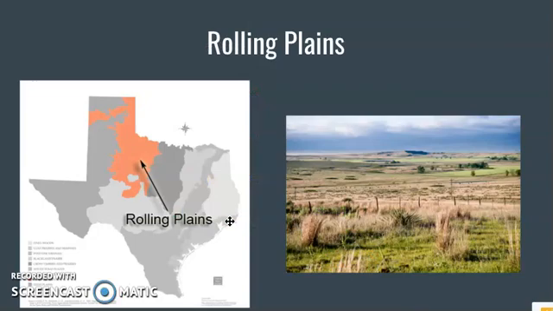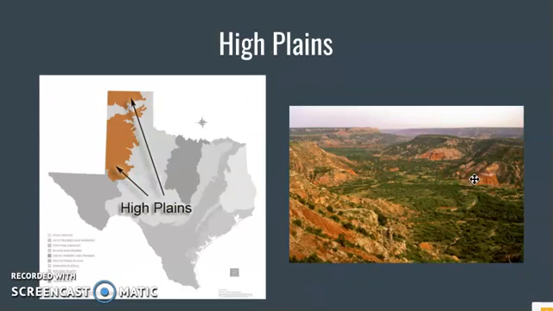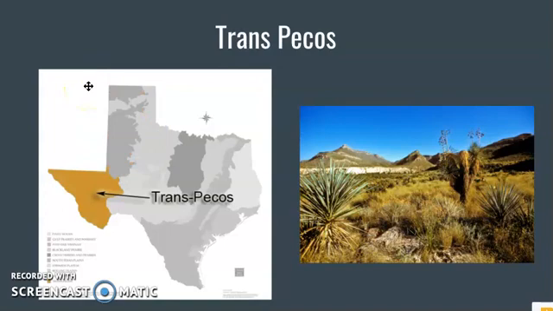So the first one is rolling plains. We're just going to kind of look over these really quickly. Here's rolling plains. They look like rolling plains, like a plain, just this plain old thing there, okay? Next one, high plains. So we've got a little bit of an uplift now, okay? Those are high plains. They're right here, and kind of in the Panhandle, North Texas area. We've got Trans-Pecos. Trans-Pecos is really West Texas. Got a lot more deserty plants here.